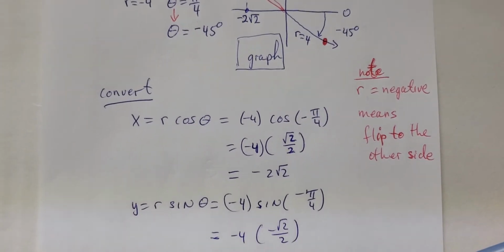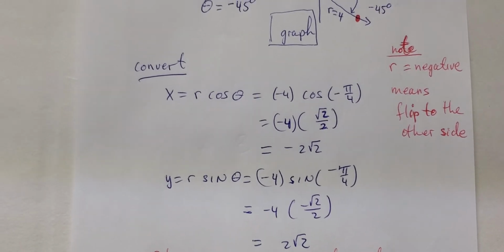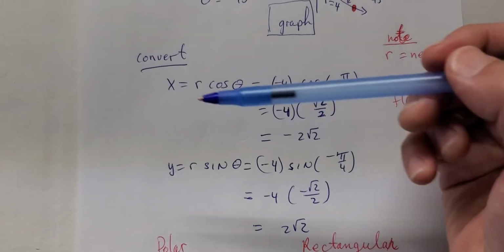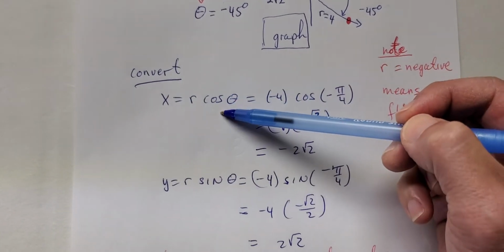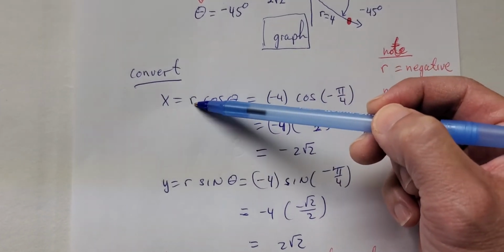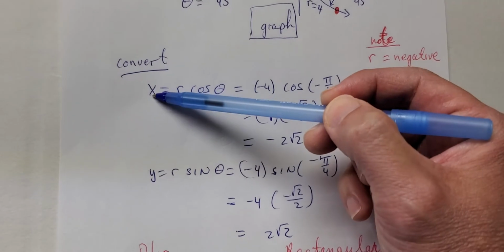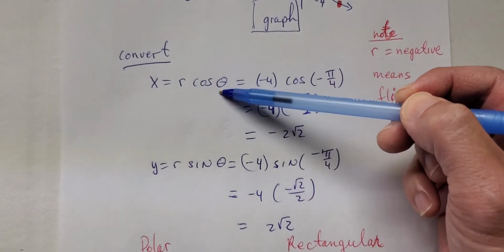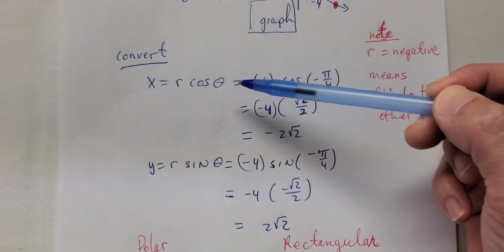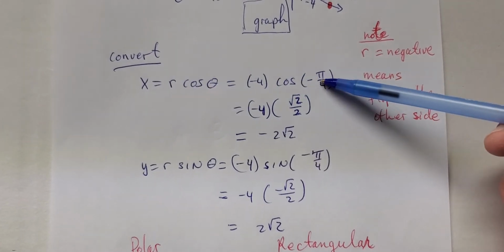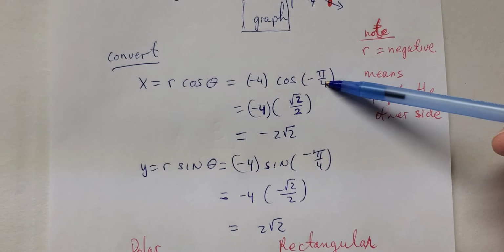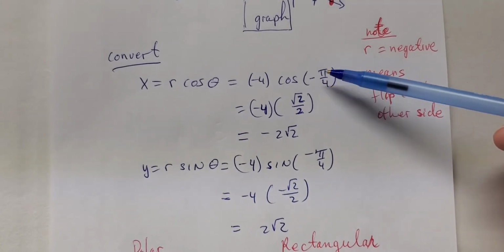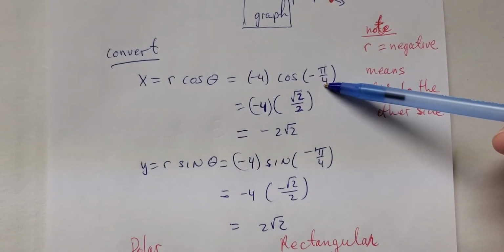Okay, so this is how you convert polar to rectangular. Follow this formula. X is always r cos theta. Well, we know what r is. R is negative 4. We know theta is negative 45 degrees, or negative pi over 4.